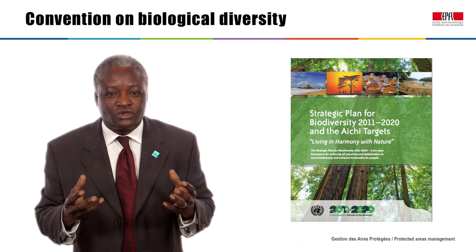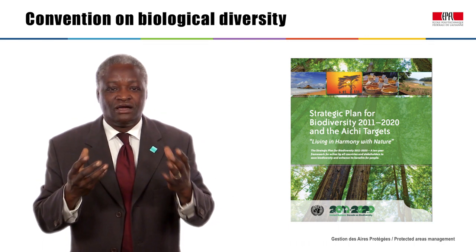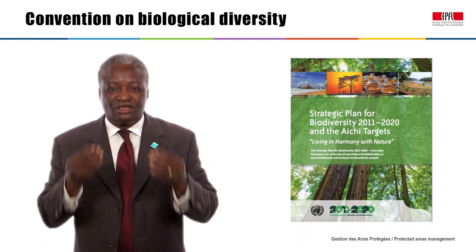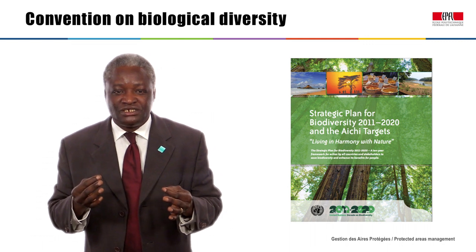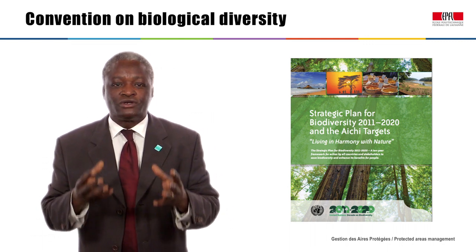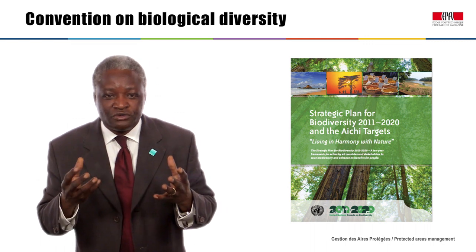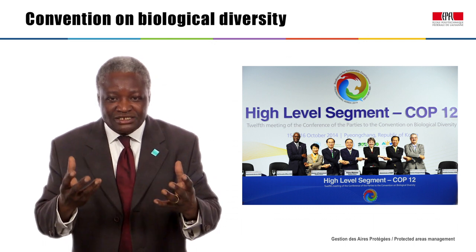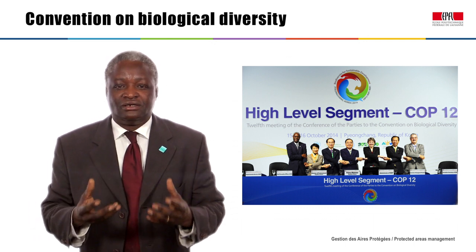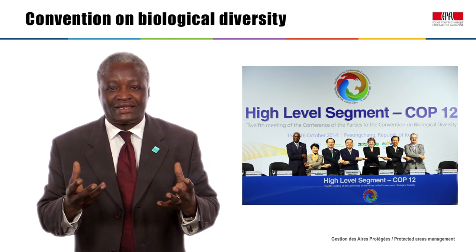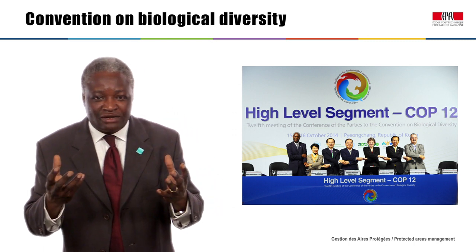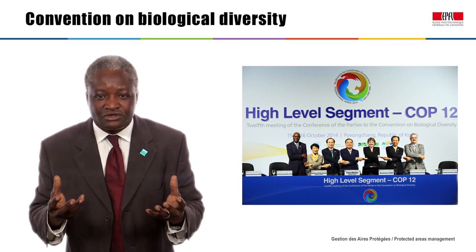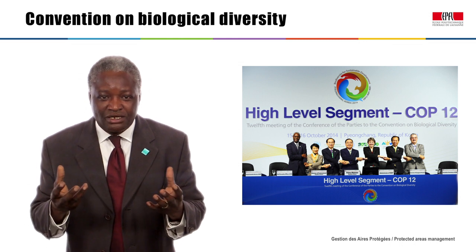The Convention has a strategic plan for biodiversity for 2011 through 2020, in which are defined the famous Aichi biodiversity targets, of which there are 20. We will talk about this in more detail in the next module. The CBD also has mechanisms for implementation and a framework for cooperation and partnership. The Conference of the Parties is the governing body of the Convention. It advances implementation of the Convention through the decisions it takes at its periodic meetings.